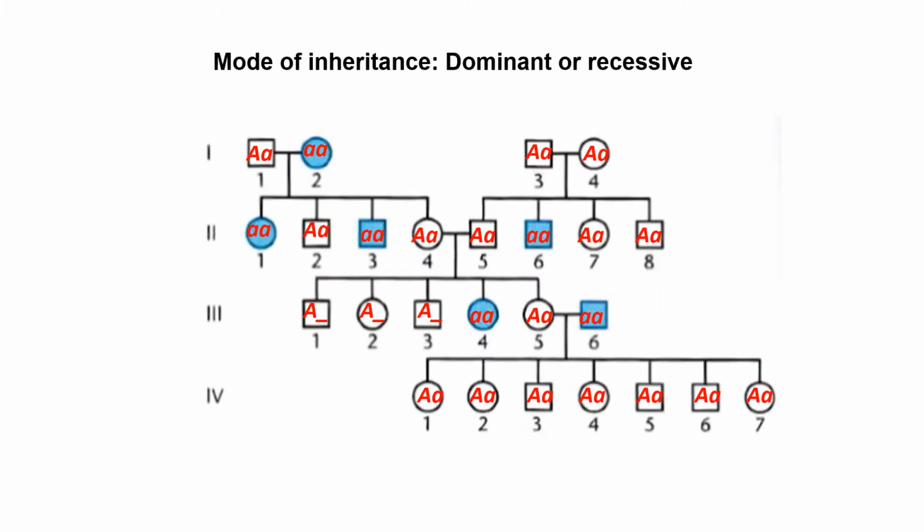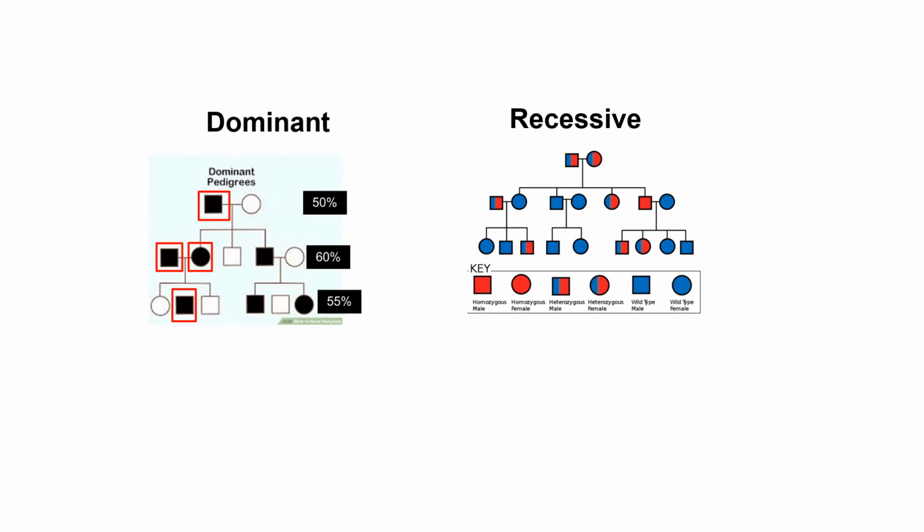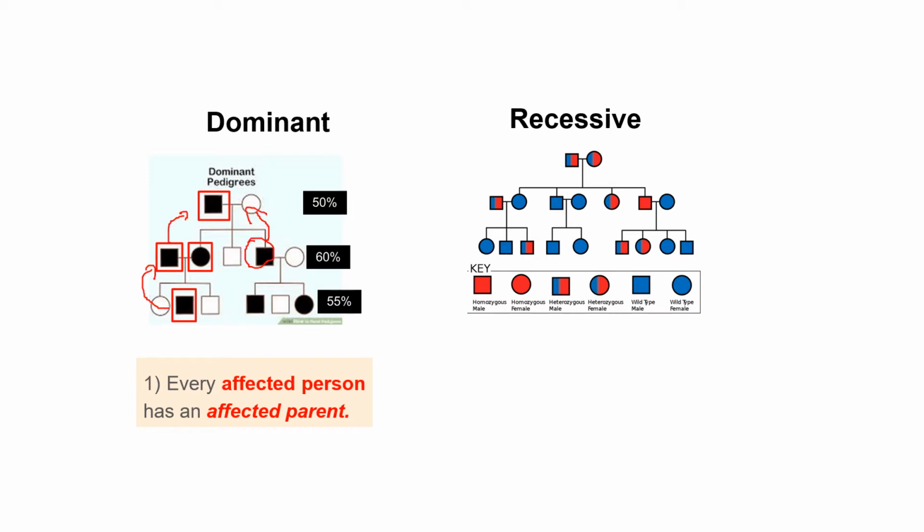If you go and fill all this in, the only one that works is the recessive. The dominant mode of inheritance doesn't work. But how do you come to that conclusion? I'm going to give you some tools. So first, you have to remember that the dominant and the recessive pedigrees are very different. When you have a dominant mode of inheritance, every affected person has an affected parent. So as I said in class, affected, affected, affected, at least one affected parent.